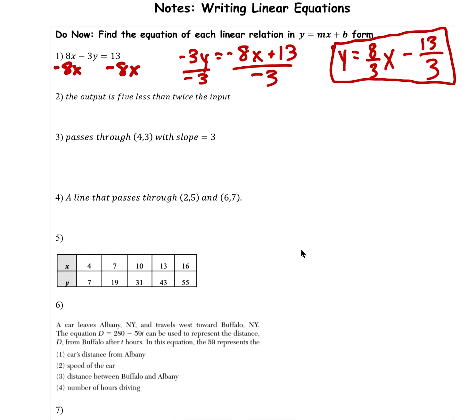Let's take a look at number 2. The output is 5 less than twice the input. So the output is always y. Is means what in math? Equals. 5 is 5, less than is minus, twice is 2 times the input, 2x. But be careful. I know I said this before, less than. It is subtracting, but whenever you see less than, you need to make sure you flip the order it is said. So it's not y equals 5x minus 2. It'd be y equals 2x minus 5.